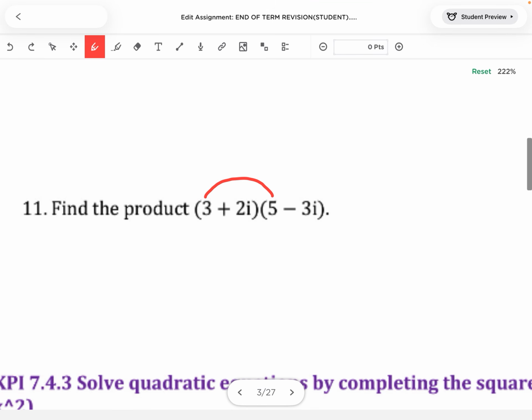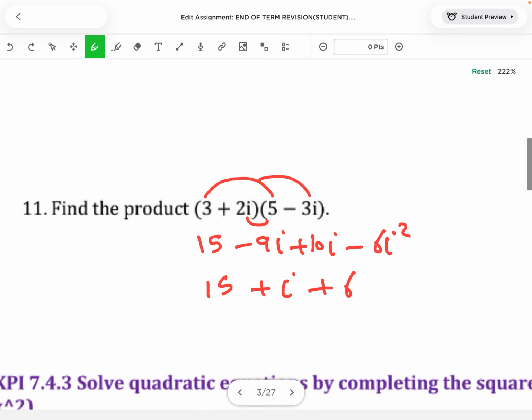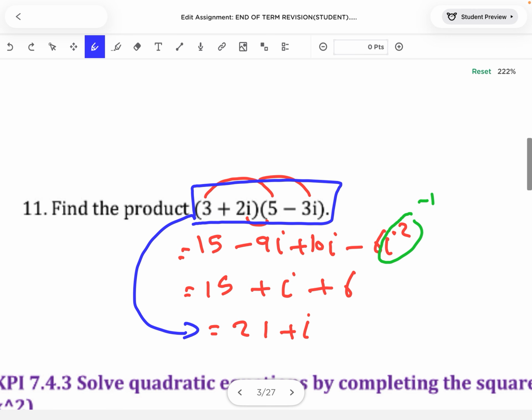We distribute. We are multiplying now. 15 minus 9i plus 10i minus 6i squared. So it will be 15 plus i plus 6. Now i squared is negative 1. So it will be 21 plus i. You can put the same expression in the calculator at the end just to make sure that your product is correct.